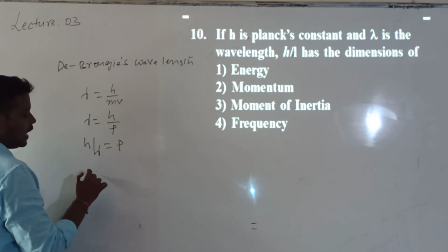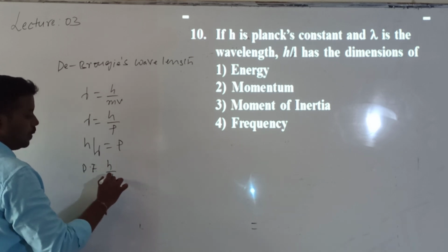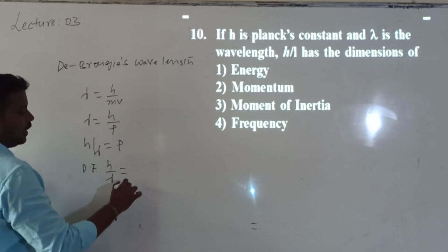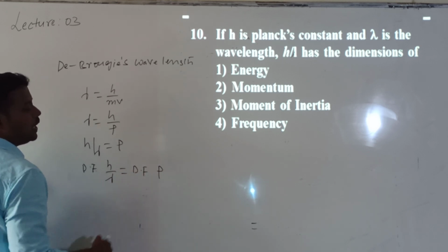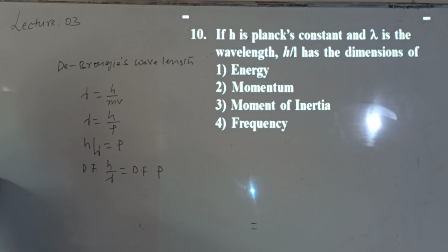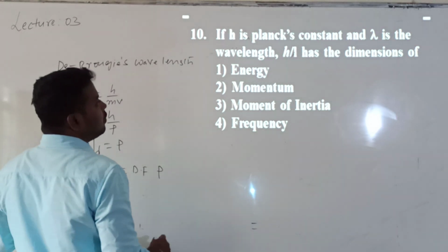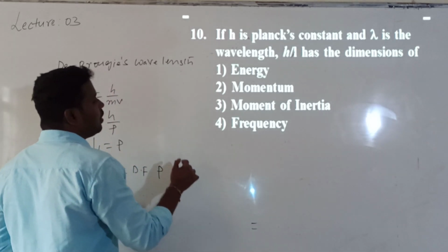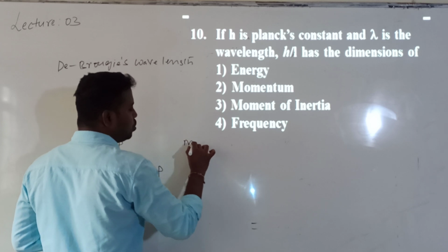Therefore, the dimensional formula of h by lambda will be equal to the dimensional formula of p. What is p? Momentum. If you want, you can check it also, whether you will get the momentum dimensional formula or not. One more method: the second method, method 2.